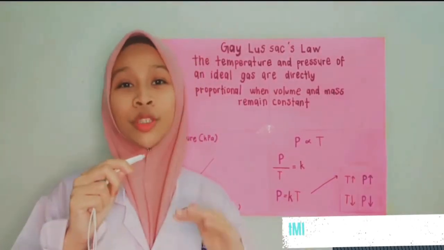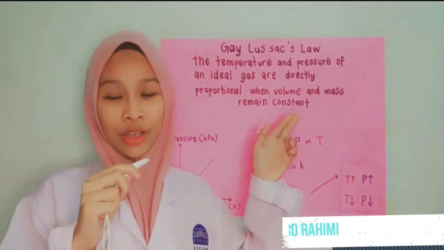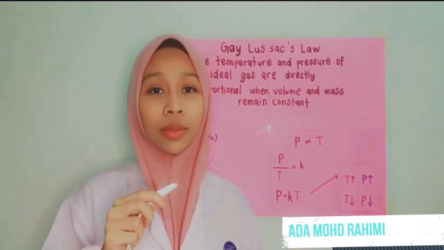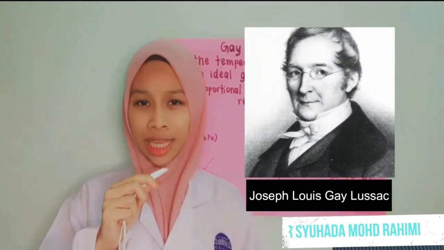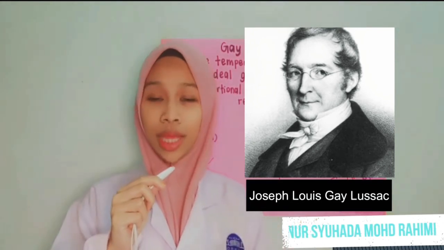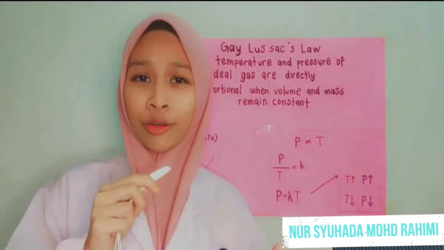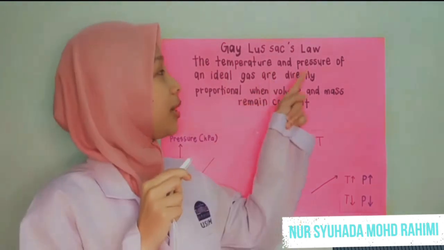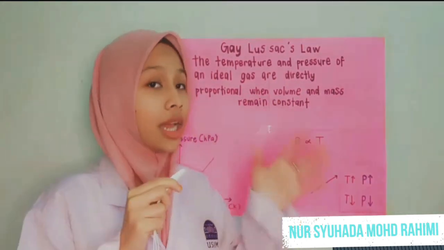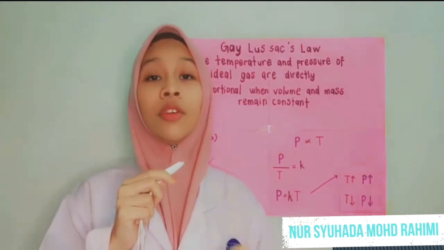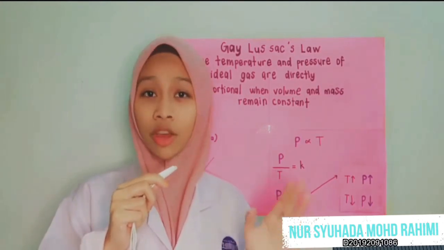So today I'm going to explain about Gay-Lussac's law. Gay-Lussac's law was found by Joseph Louis Gay-Lussac in 1808. Gay-Lussac's law states that the temperature and pressure of an ideal gas are directly proportional if the volume and mass remain constant.